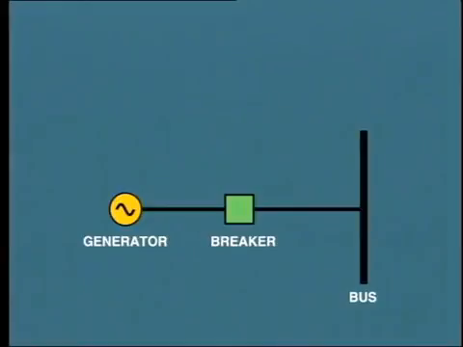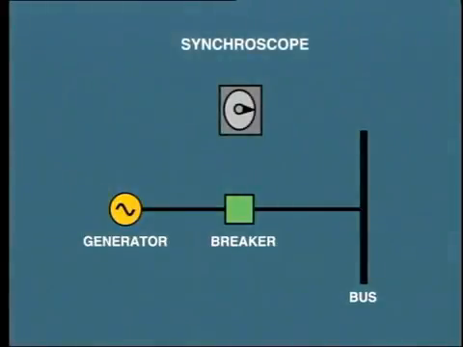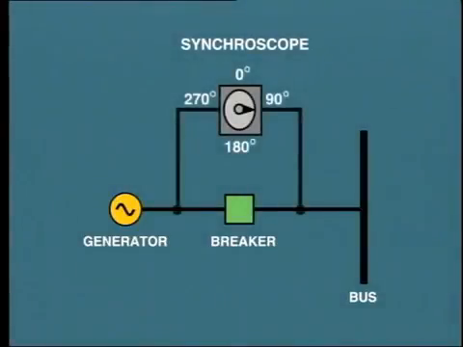For this purpose, a synchroscope is provided. This is connected to either side of the breaker and, in fact, indicates the difference in phase between the two sides. For example, this condition shows that the generator is 90 degrees out of phase with the bus. As the pointer is stationary, it also indicates that the speed, that is, the frequency, of both the system and the incoming generator are identical.